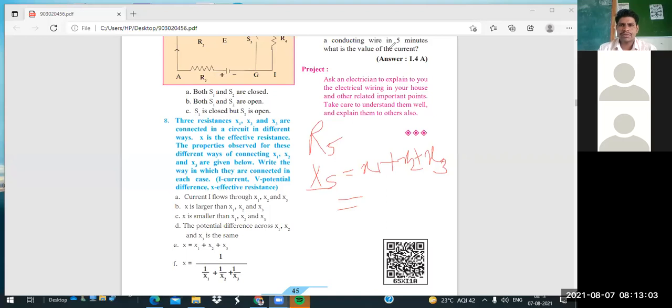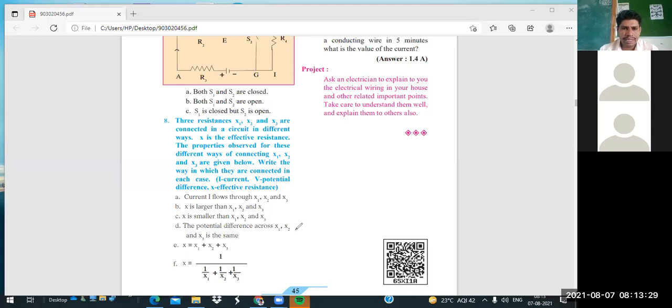Okay, so now we are going to see the second answer. If it's arranged in series, then X is larger than X1, X2 and X3. Now, if X is smaller than X1, X2 and X3, it's very easy to write the answer. Tell me the answer. It is in parallel combination. Yeah, very good. It is in parallel combination, then only it's possible that X is smaller than X1, X2 and X3.